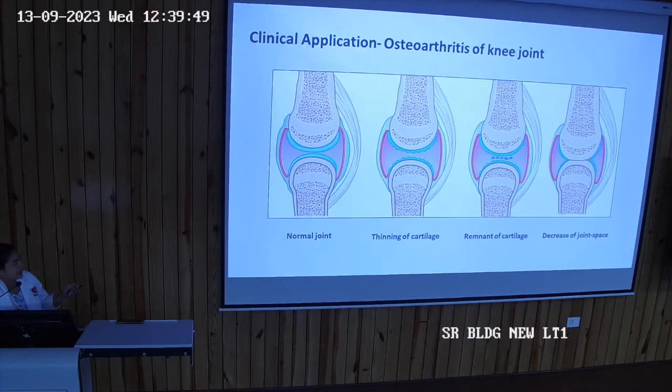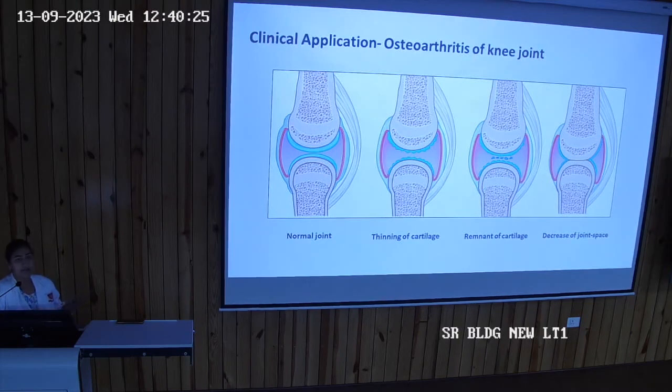So with time, there can be thinning of the cartilage, or the destruction of this cartilage can occur. As this osteoarthritis is progressing, the cartilage is getting destroyed. A stage will come when all of the articular cartilage is destroyed here. So both the ends of the bone are coming in contact with each other. If the frictional surface is coming in contact with each other, what will happen? The patient will have pain during walking.